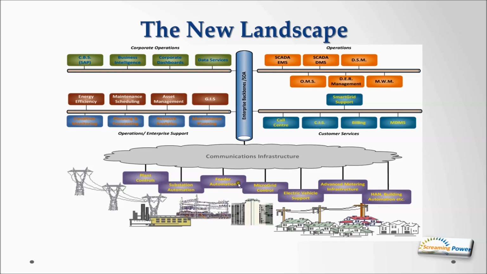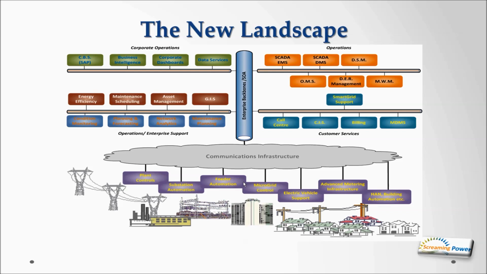Corporate operations, which are the business systems, such as SAP, business intelligence, etc. Real-time operations, which include the SCADA, system for control and data acquisition, demand-side management, outage management, and distributed resource management. We also have customer services, which include the call center, customer information system, billing, and the new meter data management system, and smart grid support. And then we have the enterprise support operations, including energy efficiency, maintenance, asset management, etc., etc.